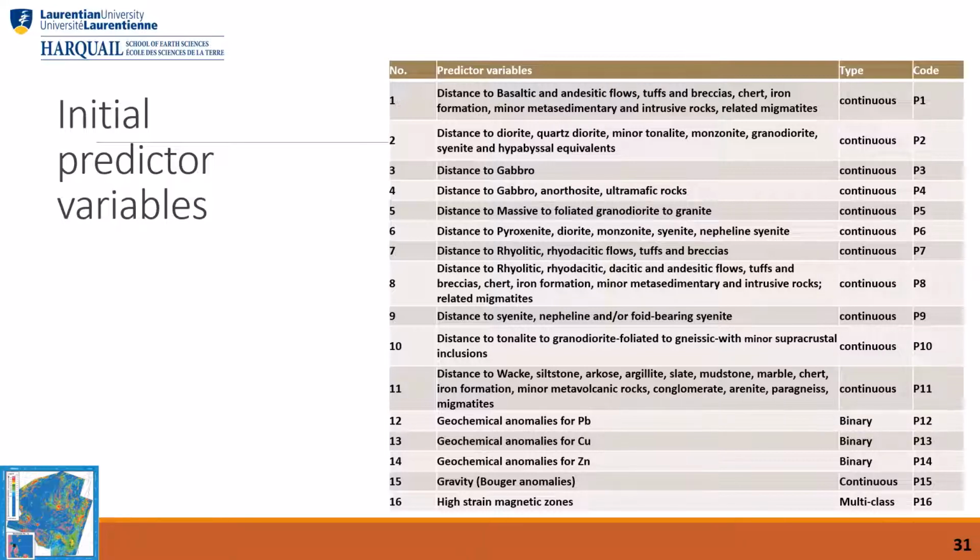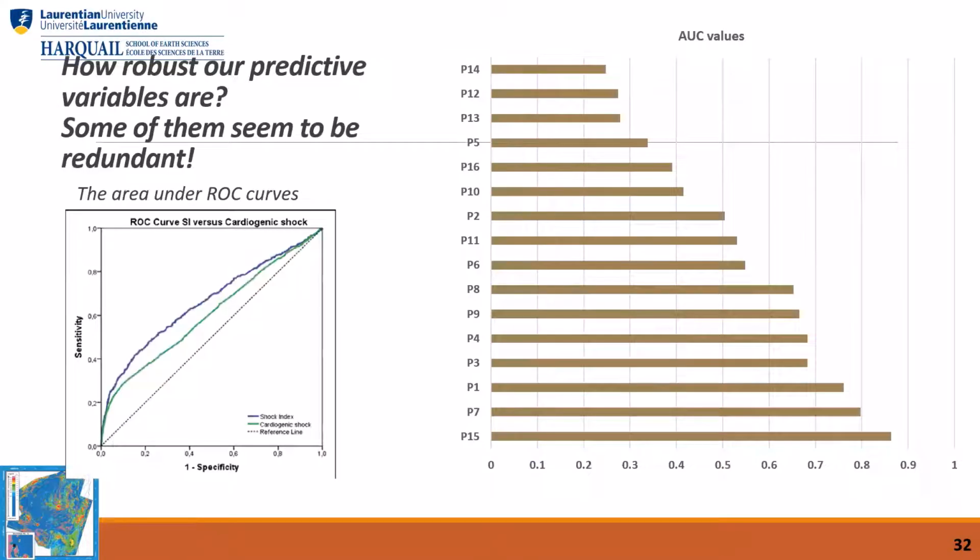This is what we initially developed and proposed for this study area, but we went ahead and measured the spatial association of these predictor variables with our mineralization. And what we found was that the majority of these predictor variables were not really robust because the spatial association between them and mineralization was not really significant. So this is a way that we have used in order to measure that spatial association.